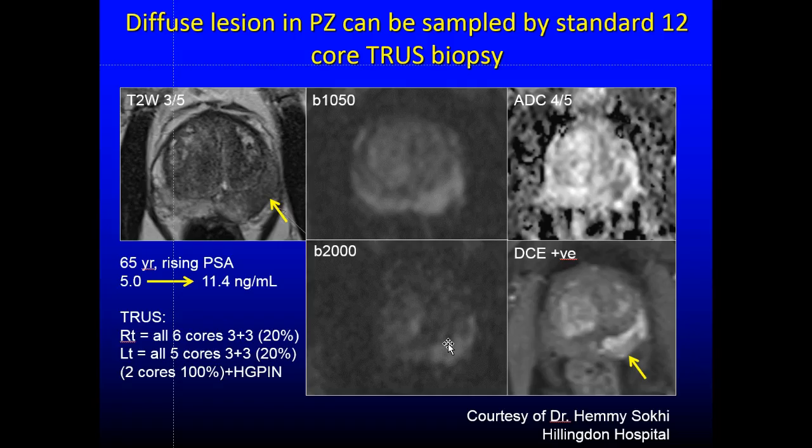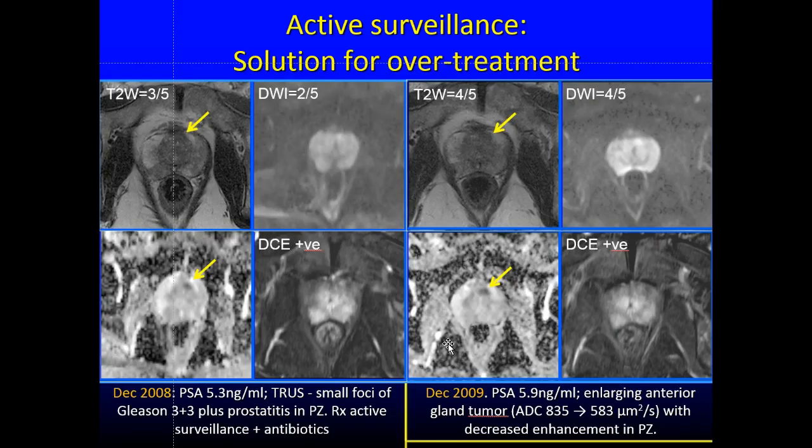Now, let's take a look at this patient here. So this is a patient who had a PSA of 5.3 in December 2008, had small foci of 3+3 plus prostatitis, and he was treated with antibiotics. Now he goes on to active surveillance. There is a little lesion here. In 2008, we had no way of biopsying this lesion.